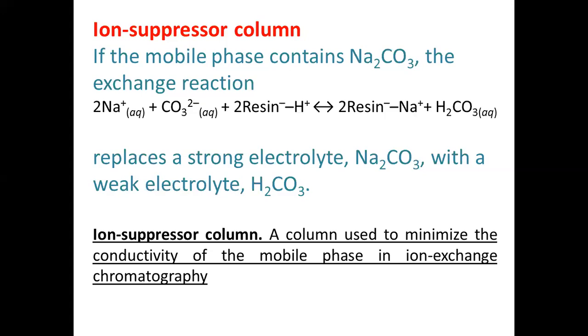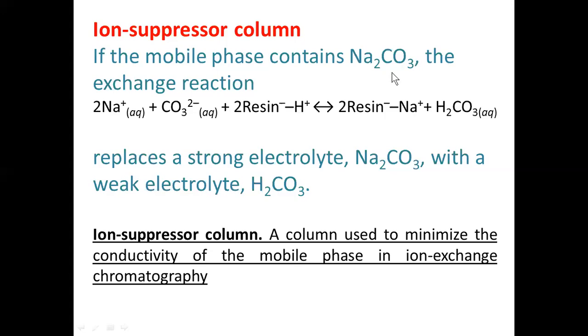Similarly, if you take anion exchange separation, for the separation of anions by using anion exchange resin, you should remember two things. Anion exchange resin will be used for the separation of anions. Ion suppressor column will be used to eliminate the background interference or background conductivity of the mobile phase. So the suppressor column will contain cation exchange resin. So in cation exchange separation, this will be vice versa. The analytical column will contain cation exchange resin. Suppressor column will contain anion exchange resin. Here, the analytical column or the separation column will contain anion exchange resin, and the second column or the suppressor column will contain cation exchange resin.